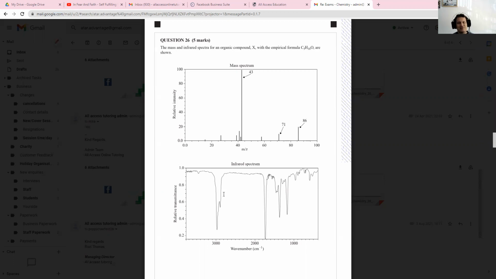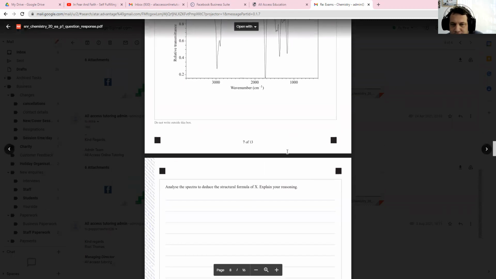You can kind of tell that it's going to be an aldehyde or a ketone by the question itself, by the formula that it's given. C5H10O. The molecular formula is C5H10O, which would be what? What would the name be? It would be pentanone.